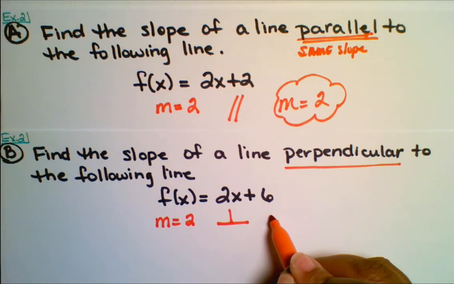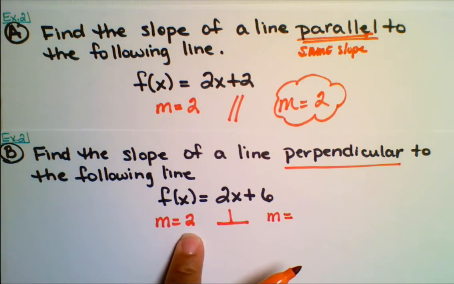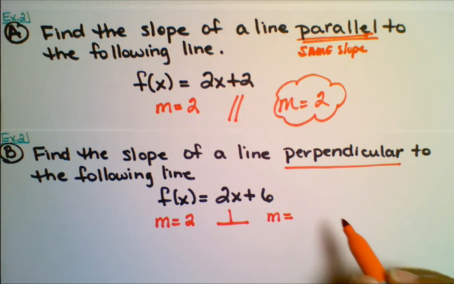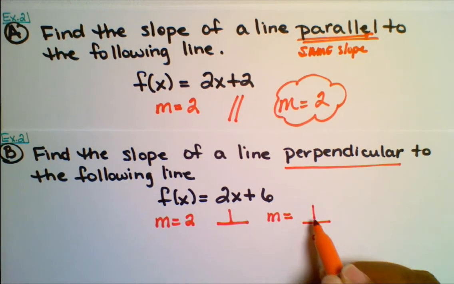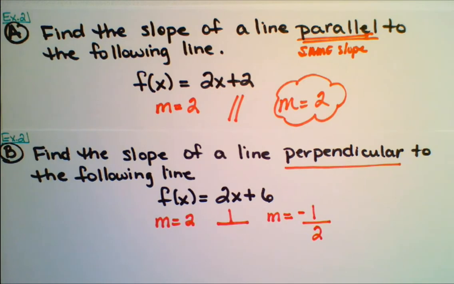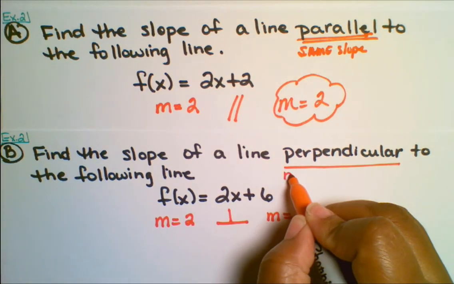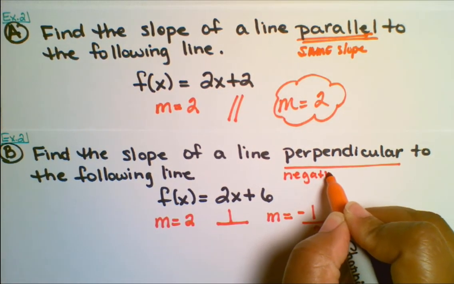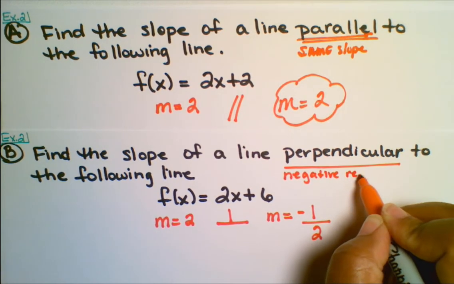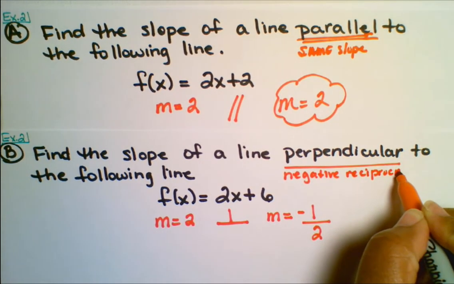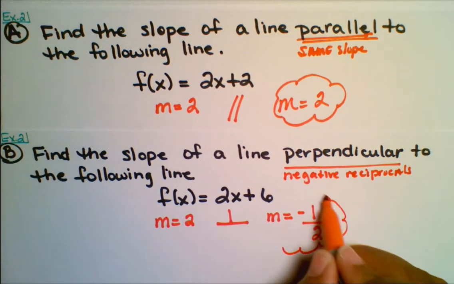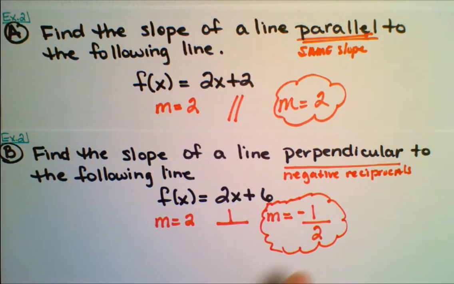So remember, to find the perpendicular slope, we take the reciprocal of 2. Think of 2 over 1. So 2 over 1, the reciprocal would be 1/2, but we're going to also negate it. Now remember, perpendicular slopes, the slopes are negative reciprocals of each other. So the slope of the line that's perpendicular to the original equation here is negative 1/2.